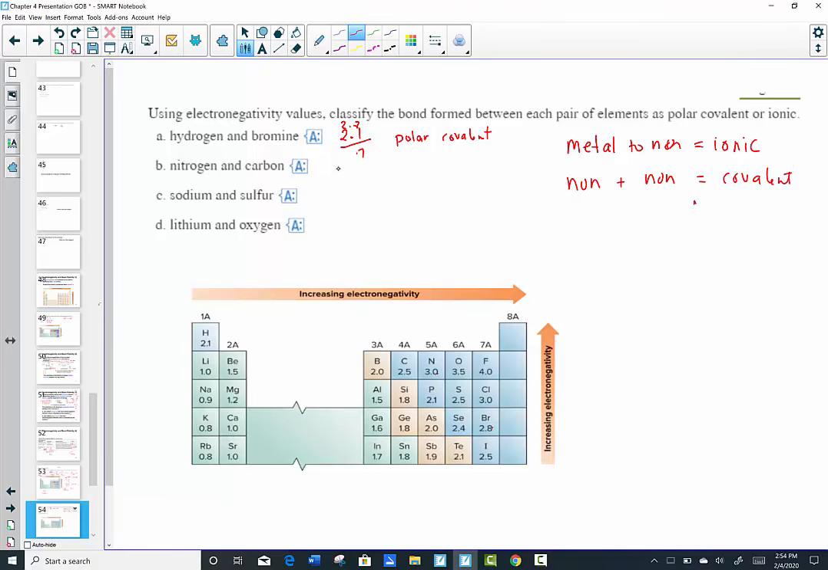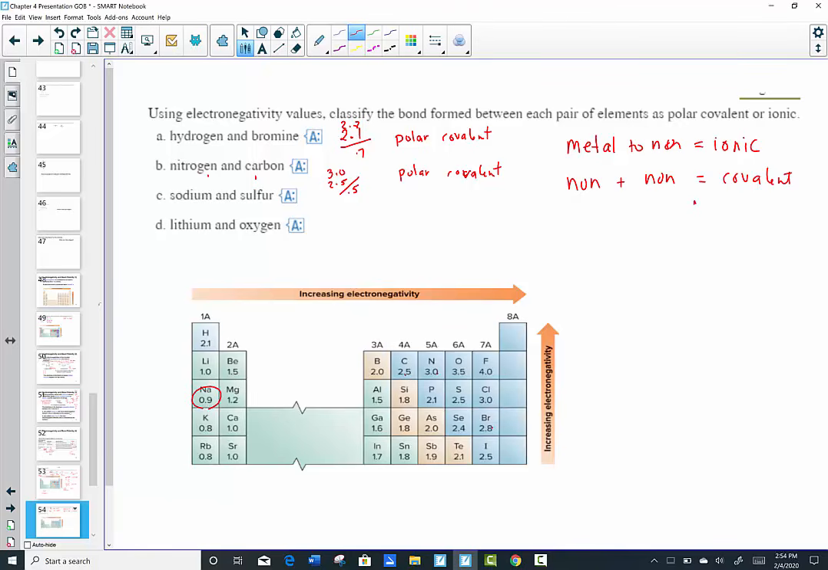Nitrogen, 3.0. Carbon, 2.5. Electronegativity difference of 0.5. That falls as polar covalent. So we knew that. Nonmetal to nonmetal.